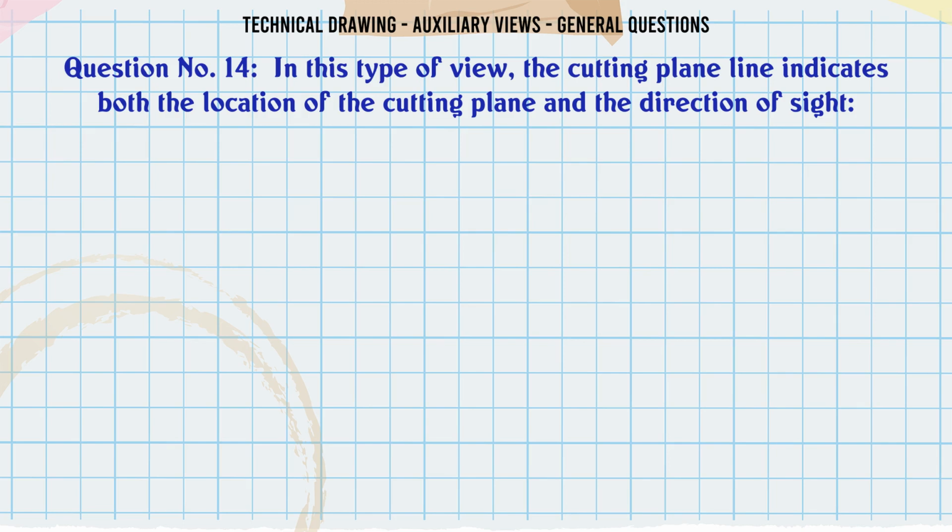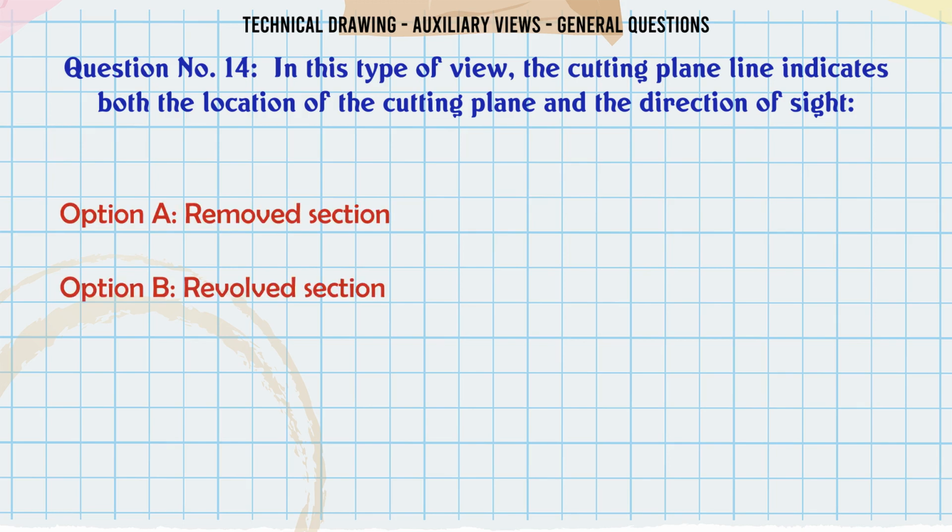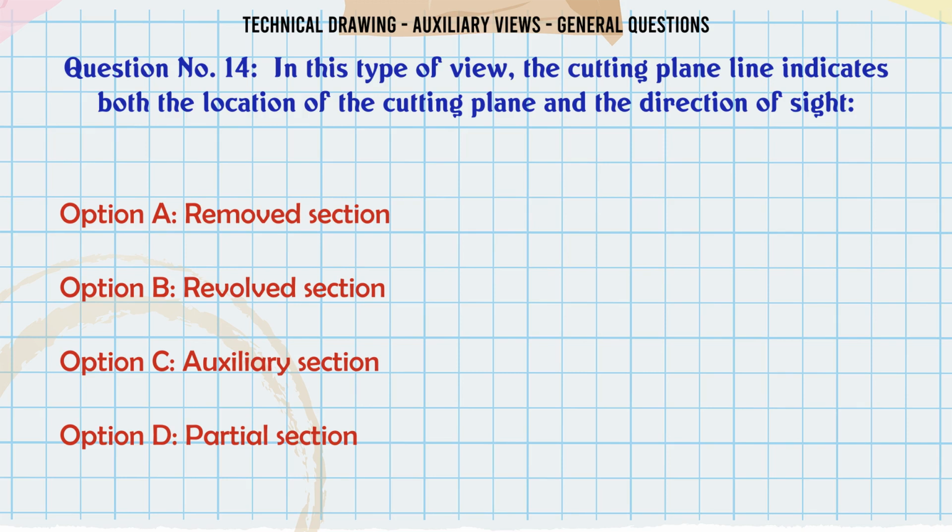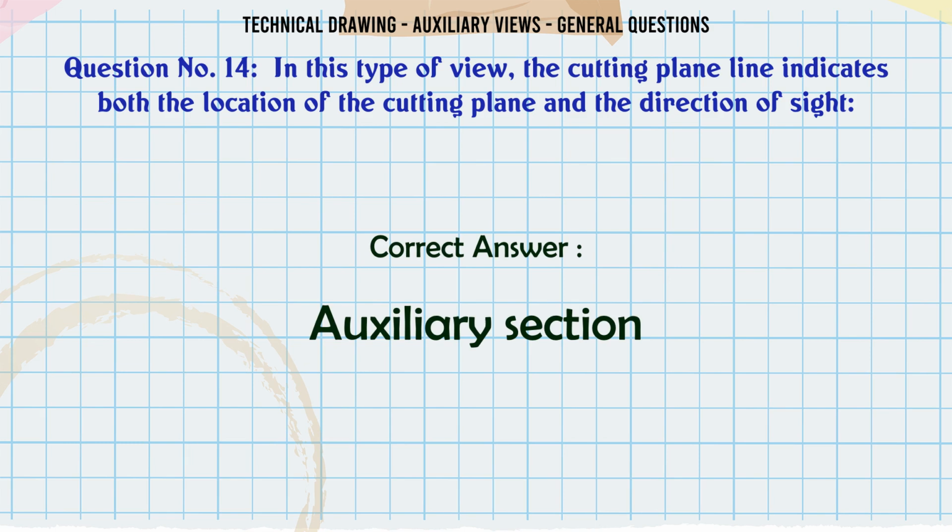In this type of view, the cutting plane line indicates both the location of the cutting plane and the direction of sight. A. Removed section. B. Revolved section. C. Auxiliary section. D. Partial section. The correct answer is auxiliary section.